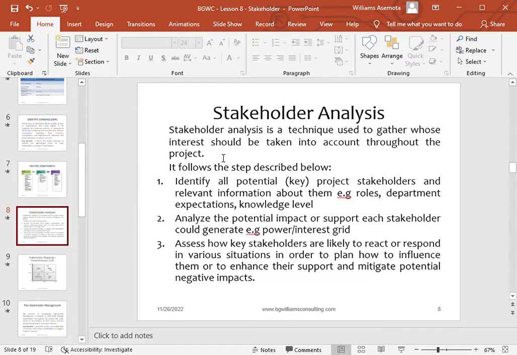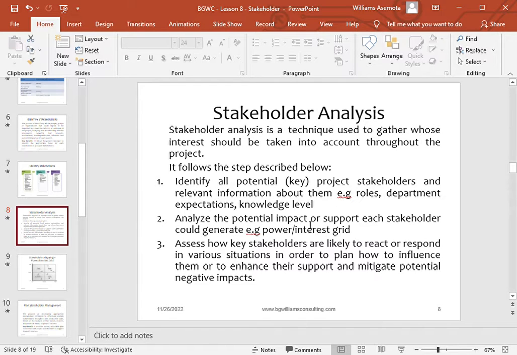The first thing we do when we are analyzing our stakeholders is that you identify them. You find out their roles, their department, their expectations, their knowledge. You have gathered the information you need about the stakeholder. So that is step number one.